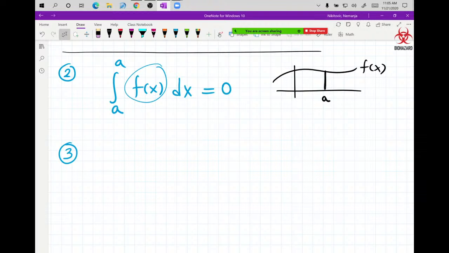And here's another biggie. If you need to swap your limits of integration, you put minus in front of the integral.